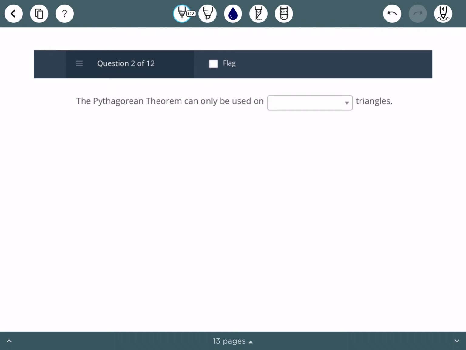So for this one, the Pythagorean theorem can only be used on a certain type of triangle. Now I know this one is multiple choice when you click that pull down menu. So it's only good for a certain kind of triangle. What triangle is that? If you're not sure, then look back through some of the problems we've done, because there are many, many examples that we have done.